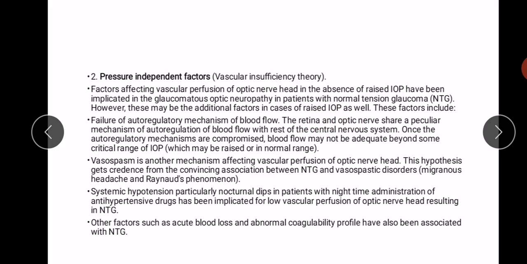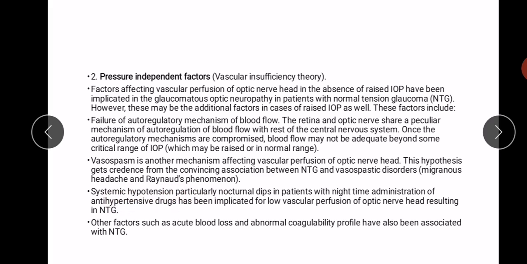These factors are failure of autoregulatory mechanisms of blood flow. The retina and optic nerve share a peculiar mechanism of autoregulation of blood flow with the rest of the central nervous system. Once the autoregulatory mechanisms are compromised, blood flow may not be adequate beyond some critical range of intraocular pressure, which may be raised or in the normal range. There are vasospasms, for example, that occur in Raynaud's phenomenon, that can lead to decreased vascular perfusion of the optic nerve head and retinal ganglion cell damage.